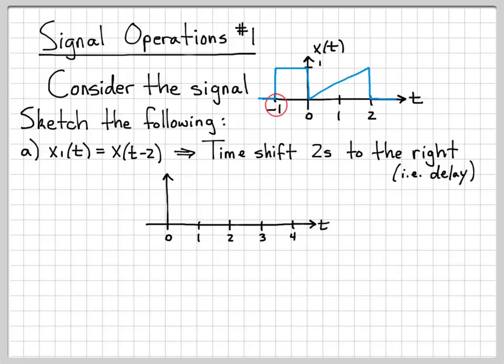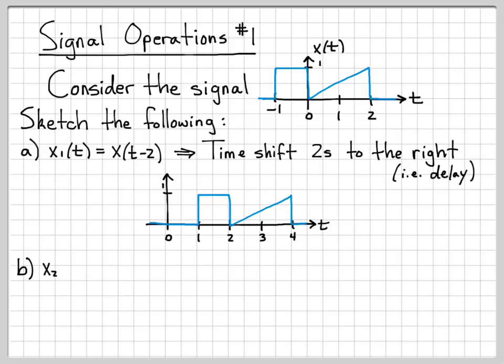So minus 1 is going to have 2 added to it. So it's going to turn into 1. 0 will turn into 2. 1 turns into 3. 2 turns into 4. So it's the exact same picture, just delayed by 2 seconds. So that is x of t minus 2. All right, that was pretty easy.